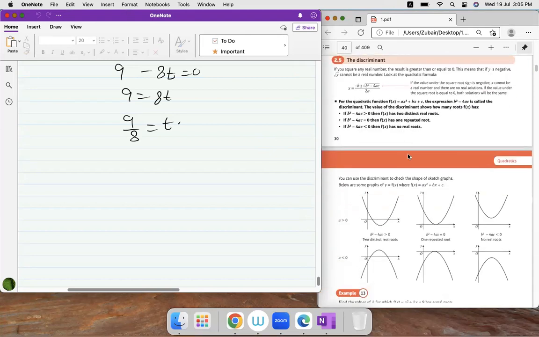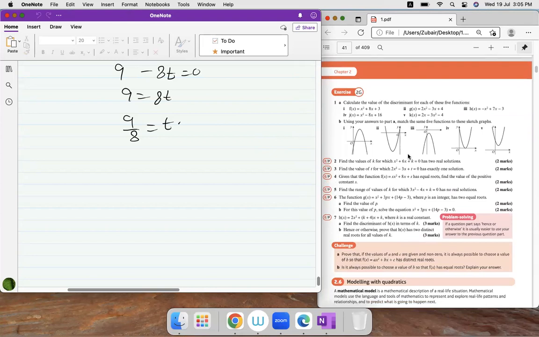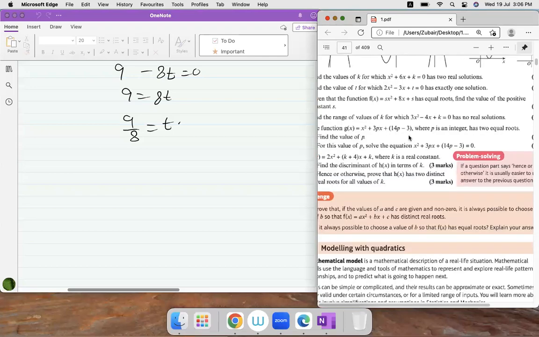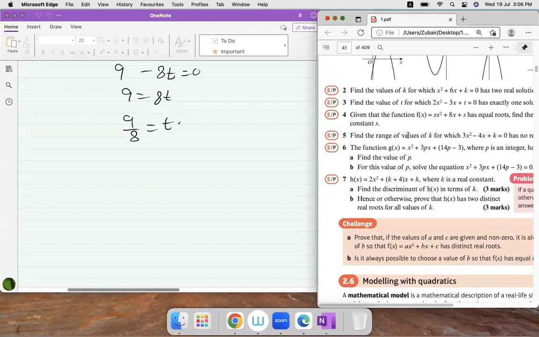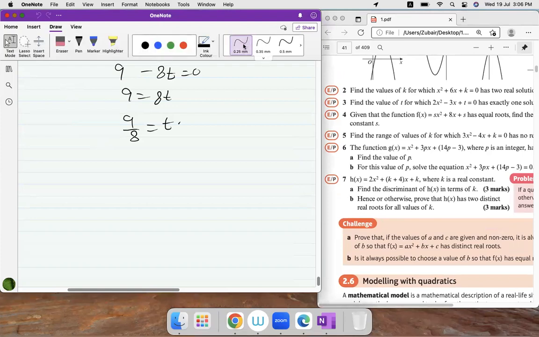Second part was page 32, and question 6 and 7. Any issues in question 6? No. Okay, so let's come to 7. You mentioned that.